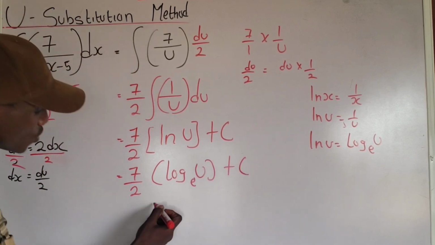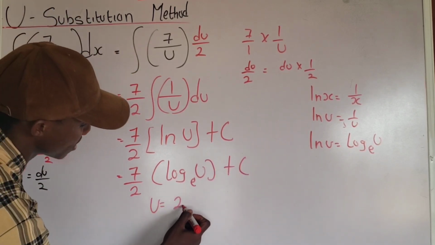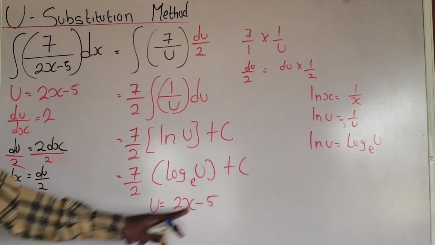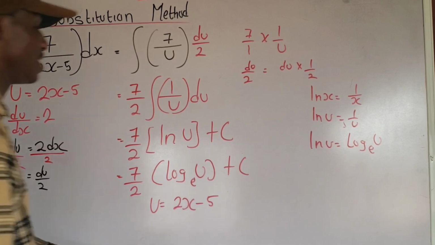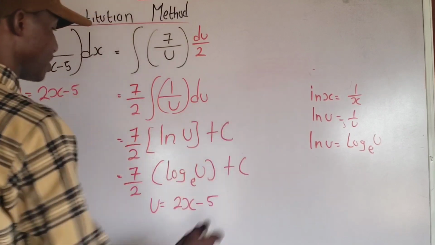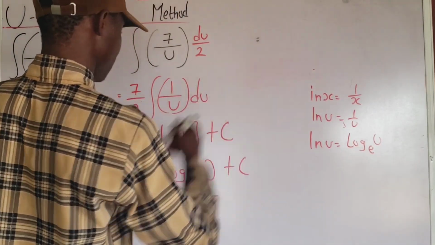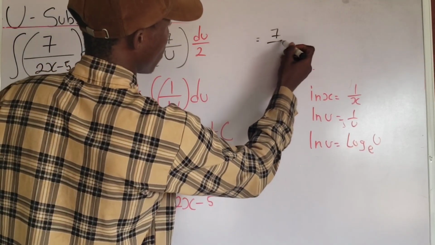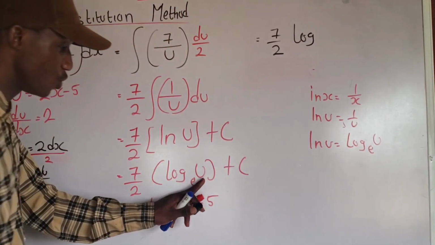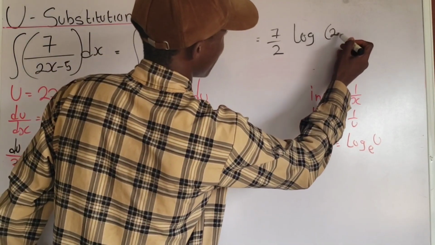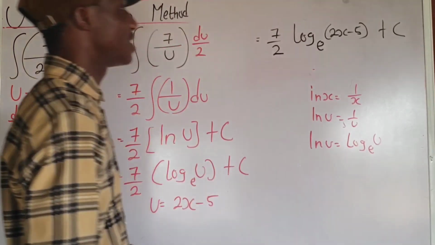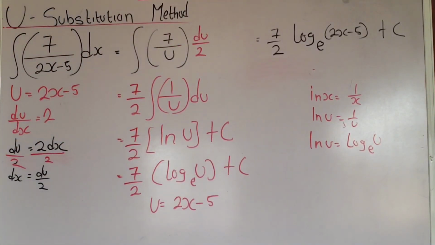Now, don't forget that u equals 2x minus 5, okay? So what I'm going to do now is replace u with 2x minus 5. Hence, the integration now becomes, okay, let me erase this. So the integration now becomes 7 all over 2 multiplied by log. Now, instead of u, I'm going to have 2x minus 5, so log of 2x minus 5 to the base of e, plus c. You understand? So that is the answer to that question. I'm very sure you understand.